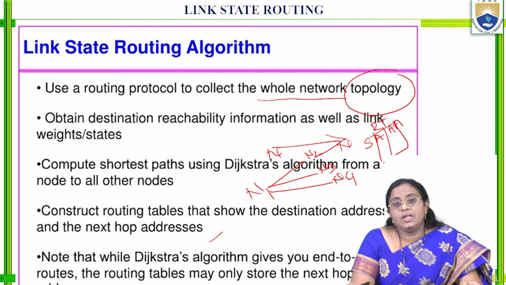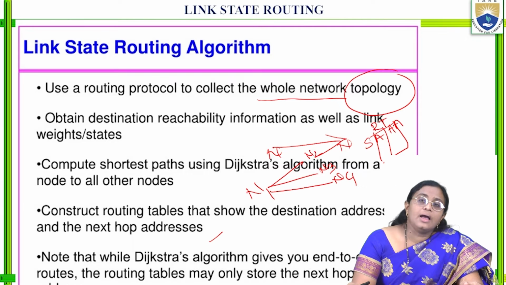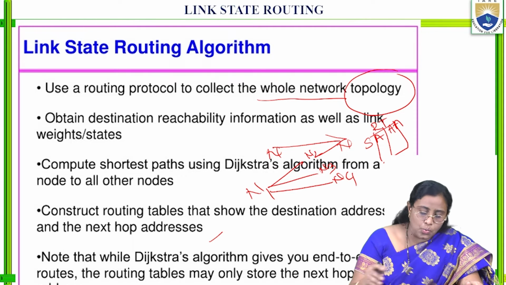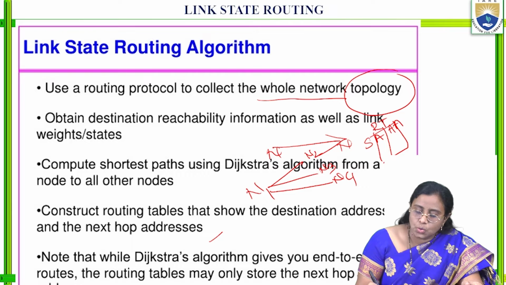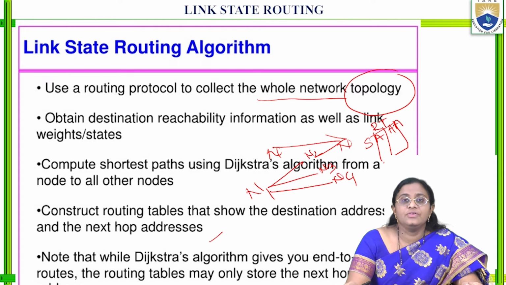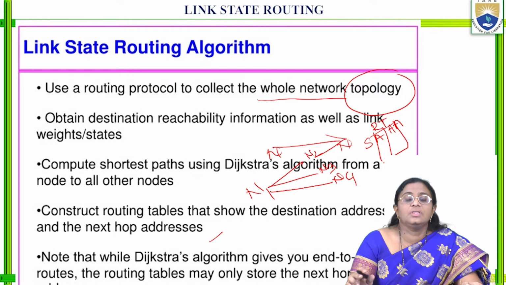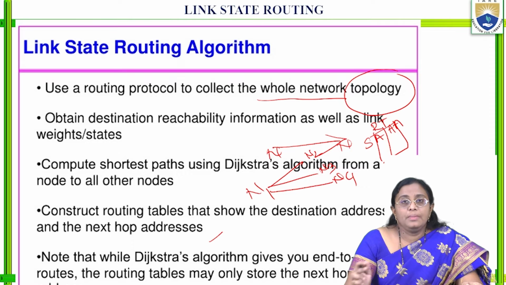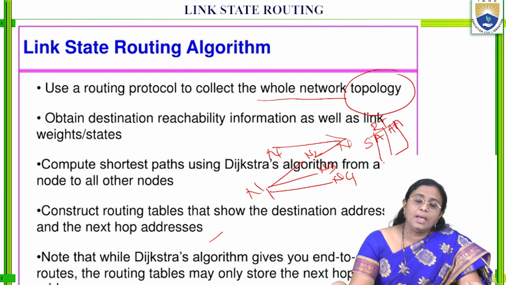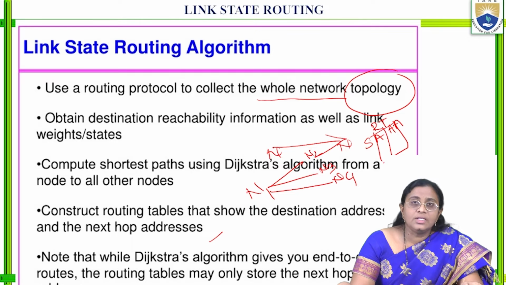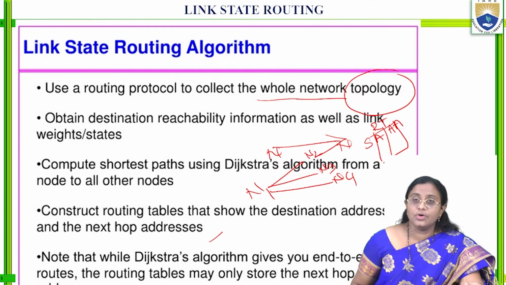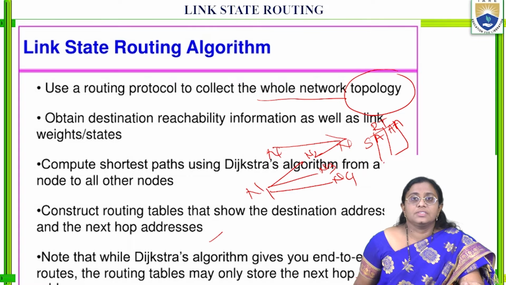So after that, the last point is, note that when Dijkstra's algorithm gives you end-to-end routes, the routing tables may only store the next hop of the information, parallelly associated with the links by which one node will be connected to another node. So these are the applications or tasks which should be performed by means of a link state routing algorithm while you are working in computer networks.